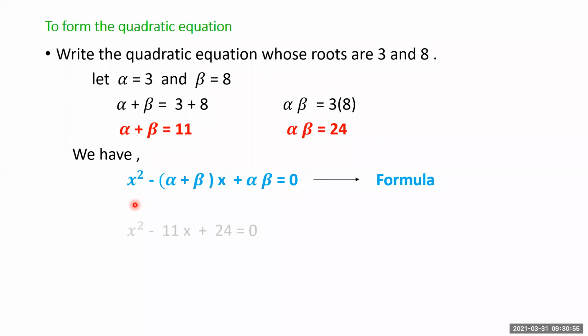Now you substitute it. x square, in alpha plus beta place substitute 11, and in alpha into beta place substitute 24. So this is your quadratic equation. You got the quadratic equation now? It's a very easy question, and you can substitute very easily. The only thing is you have to remember this formula. I showed the formulas in the second slide; learn all those formulas by heart. Then it will be easy for you to score the marks.